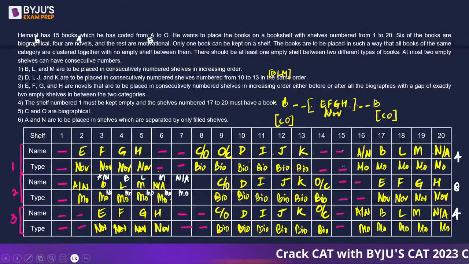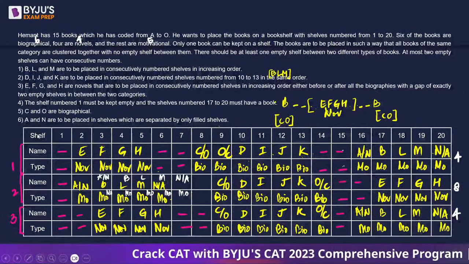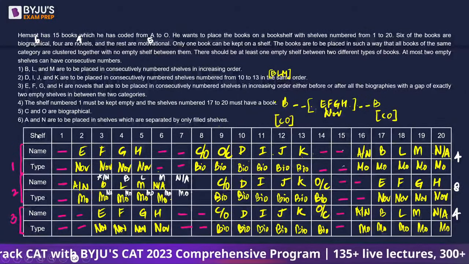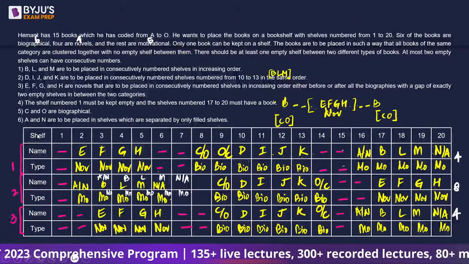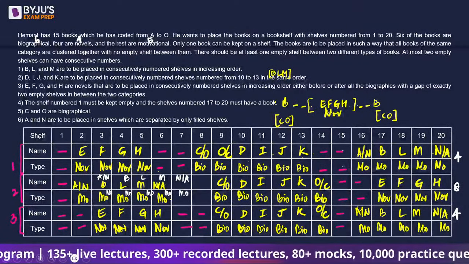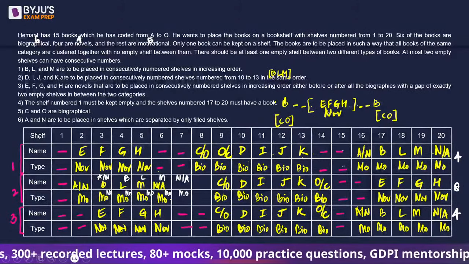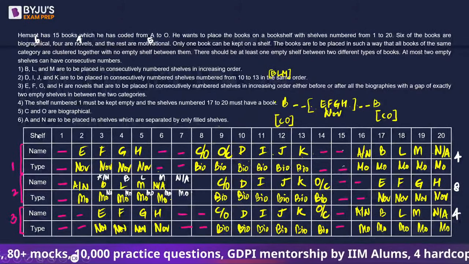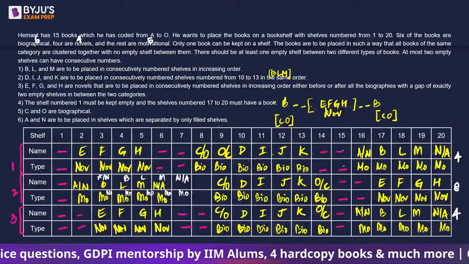Any more case, any more scenario? EFGH are novels after that, EFGH are novels before that. ANBLM is there. We can have OC and CO there. AN are to be placed in shelves which are separated by only filled shelves. That is also correct.